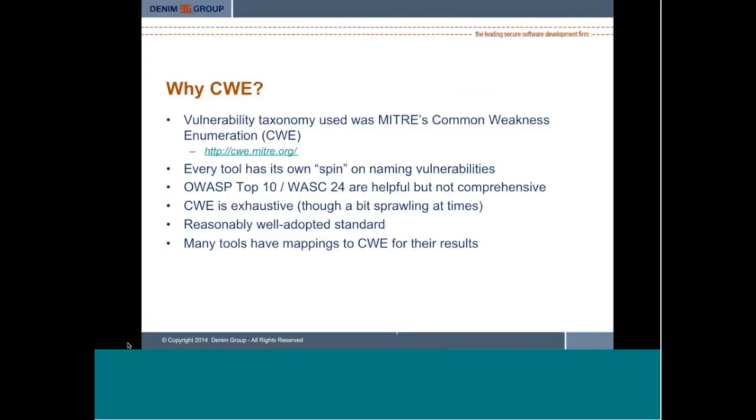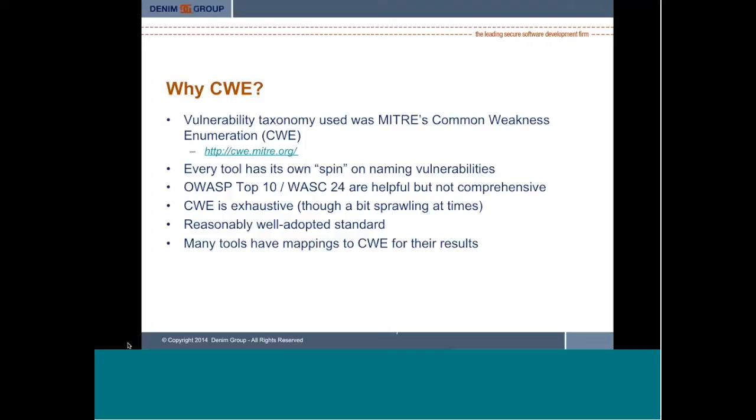The OWASP Top 10, or the Mobile Top 10, is helpful, but it's not a list of all the things that could go wrong. It's a list of the 10 things that we consider to be the most severe, the most important. Similar with the Web Application Security Consortium list. CWE is intended to be exhaustive. They're still filling out certain classes of mobile vulnerabilities, and it can be a little bit sprawling at times, but it's a reasonably well-adopted standard.